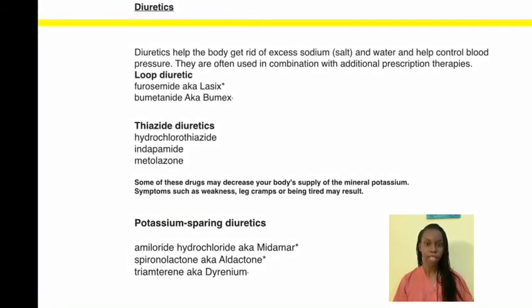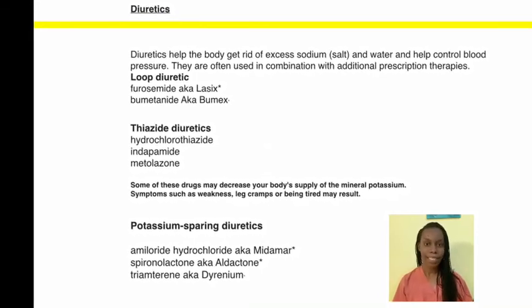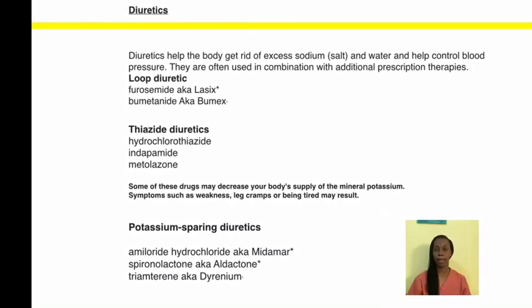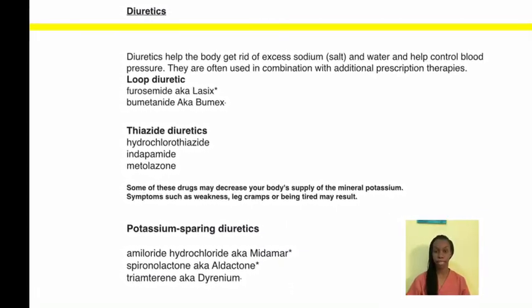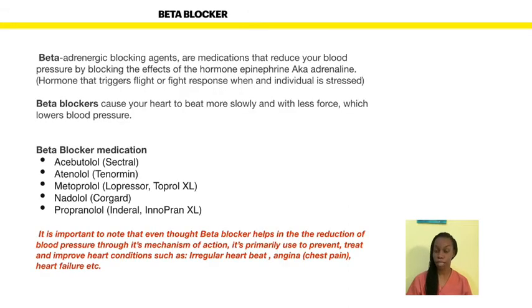All right. The next one that we're going to be doing is the beta blocker. Beta blockers, beta adrenergic blocking agents, are basically medications that work by blocking the effects of the hormone epinephrine, also known as adrenaline. You know that epinephrine produces what we call the fight or flight response, right? By blocking this hormone, the beating of the heart decreases. Therefore, the heart beats a lot slower, and naturally your blood pressure will get lower.